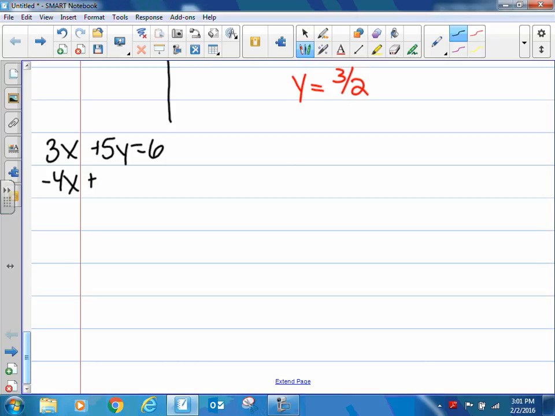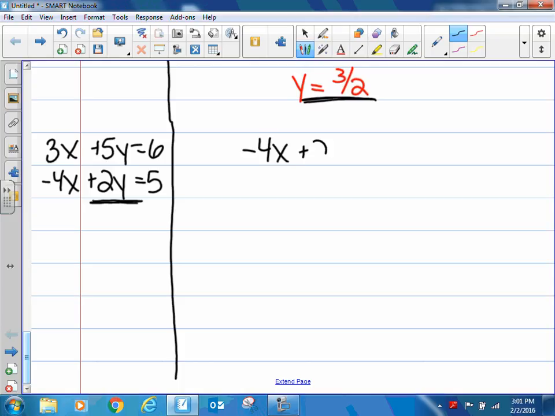And we talk a lot during this unit about picking the one that looks like it's going to be the easiest for us to compute. So I know that my y is 3/2. It looks like I would want to multiply it by this 2, so it'll cancel out. So this is the equation I'm going to use.